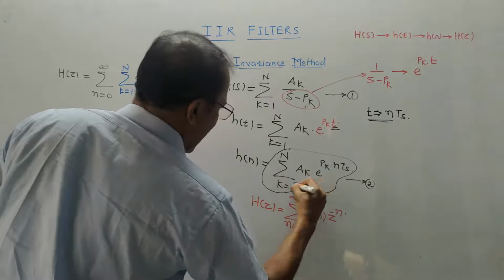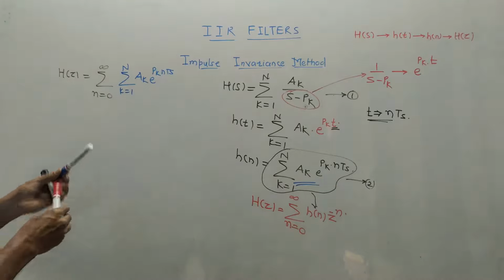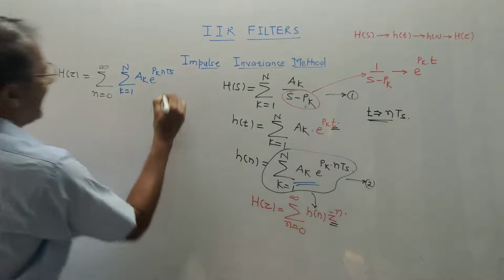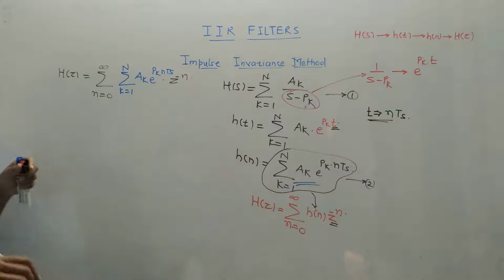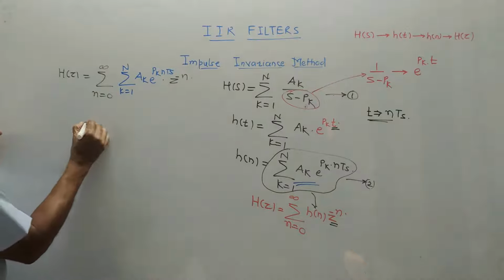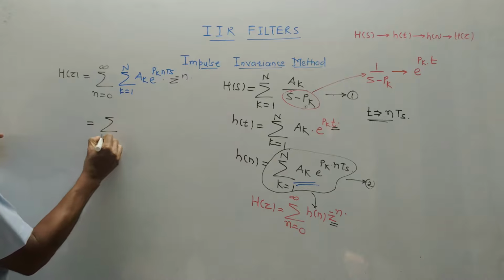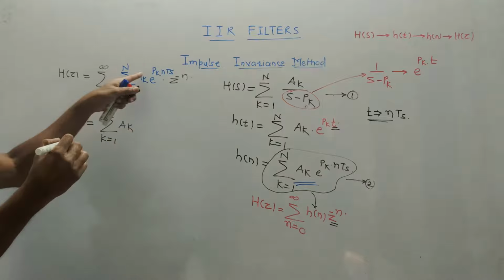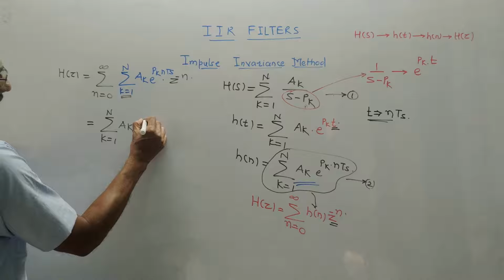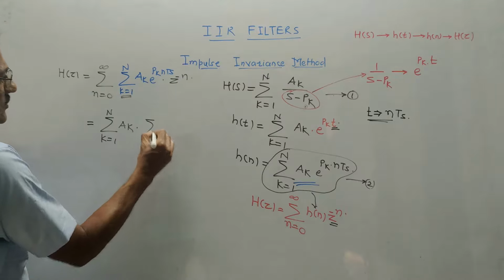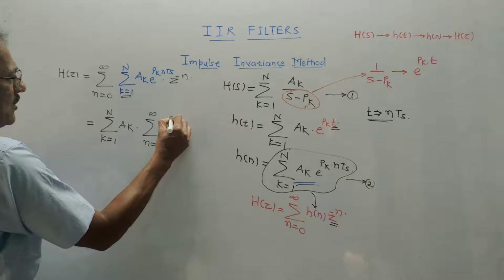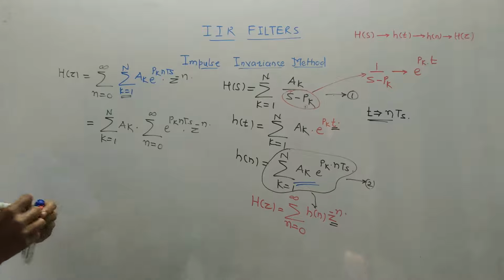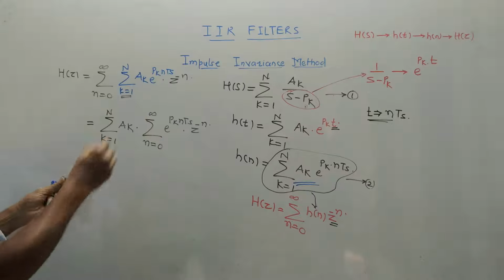I have kept this term as it is in place of h of n into z raised to minus n. This term will remain as it is into z raised to minus n. So simply rearrange the equations. I will rearrange it like this: summation k is equals to 1 to n. This summation along with ak, I am taking it outside. Remaining terms I will write it like this: summation n 0 to infinity e raised to pk n ts into z raised to minus n. So I have simply rearranged the equation.